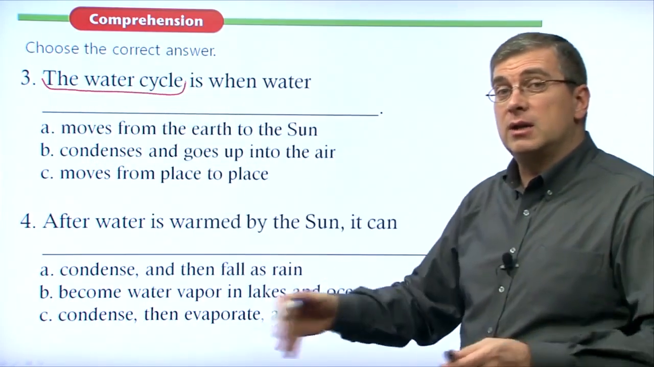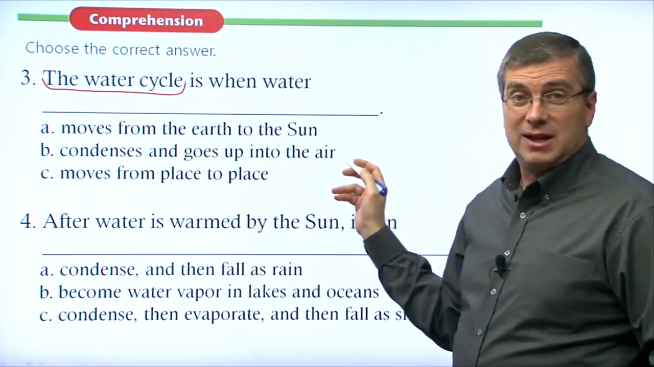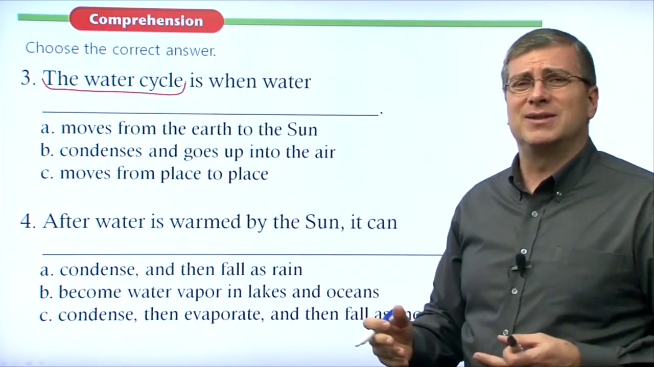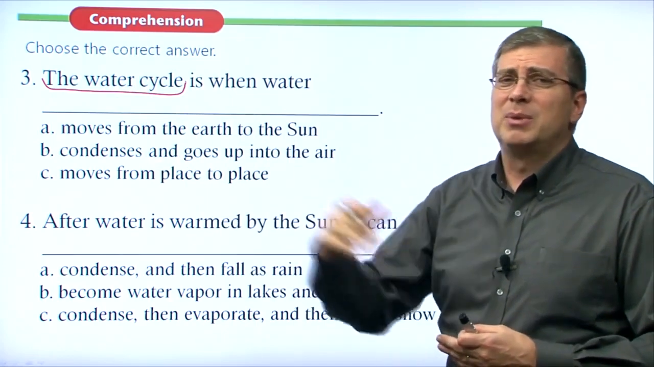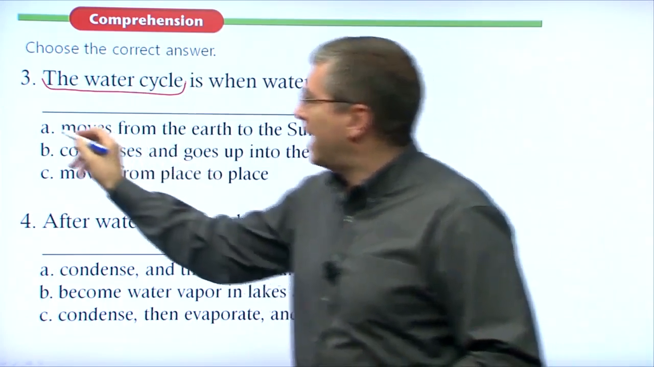The entire water cycle is when water does what? A, moves from the earth to the sun. Does water move from the earth all the way to the sun? That's kind of crazy, isn't it? That would be very far that the water would have to go. It probably wouldn't come back from the sun. It goes out into outer space, right? So A is not correct.